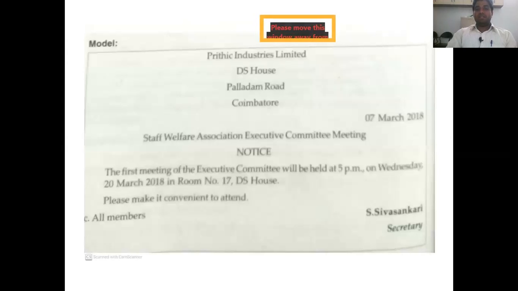So next, this is the model of notice. You can see a notice is always presented in a tabular column in a box type. In that, the first one is the heading, Pratik Industries Limited, and the address, DS House, Palladam Road, Coimbatore. So you can mention this in the notice. First is the company name and address, followed by the date and year. Here the example is 07 March 2018.